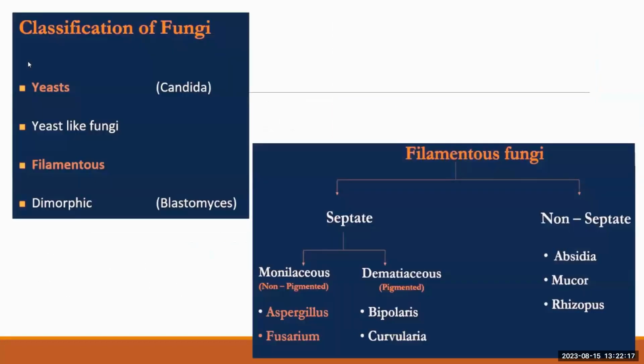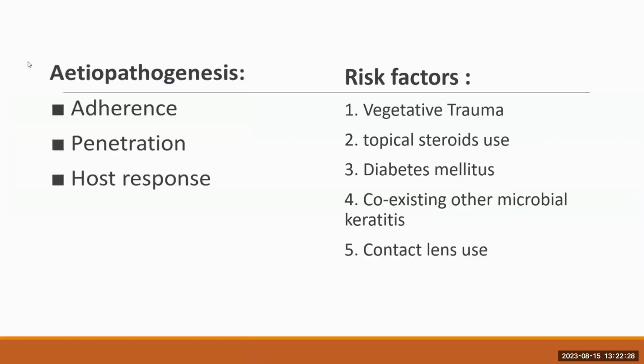This is the classification of fungi, of which yeast and filamentous are the most common causes, and of the filamentous fungi, the moniliaceous, that is aspergillus and fusarium, are the most common cause. Vegetative trauma, foreign body, topical steroid use, diabetes mellitus, other immunocompromised situations, coexisting other microbial keratitis and contact lens use are the risk factors. Its pathogenesis is that the fungi adhere to the corneal epithelium, and the hyphae start penetrating the stroma and releasing mycotoxin, fungal antigen and proteolytic enzymes.